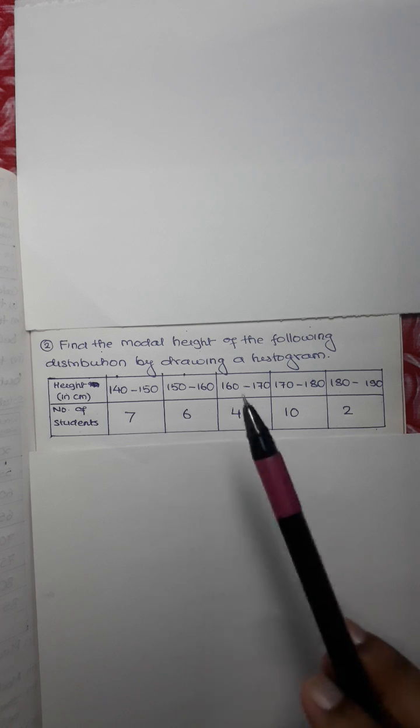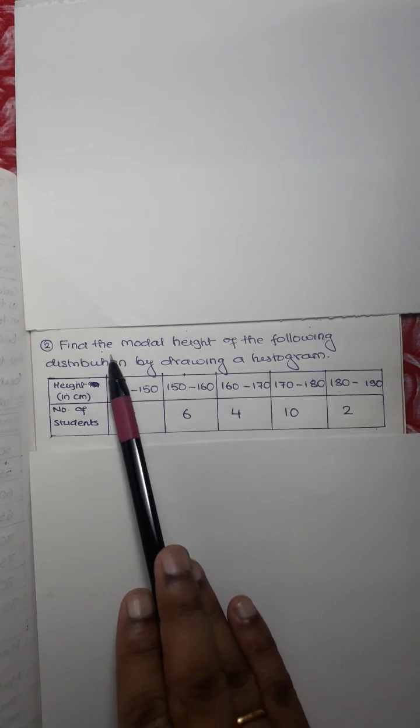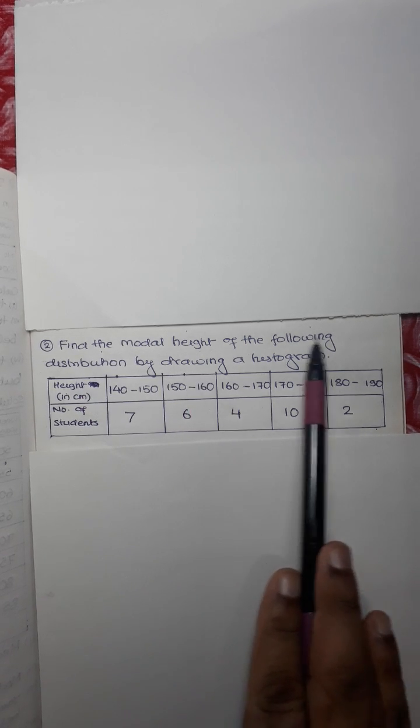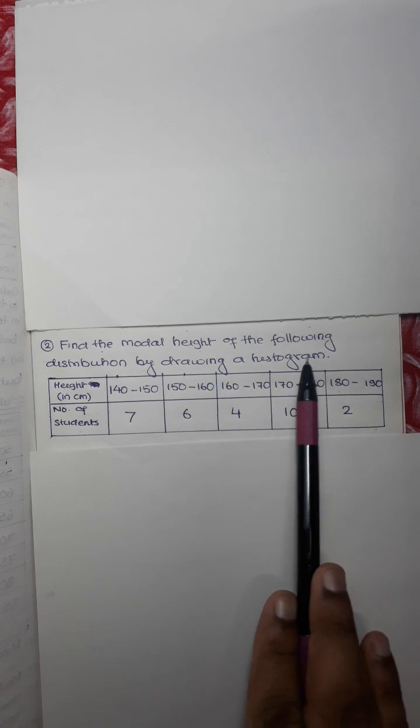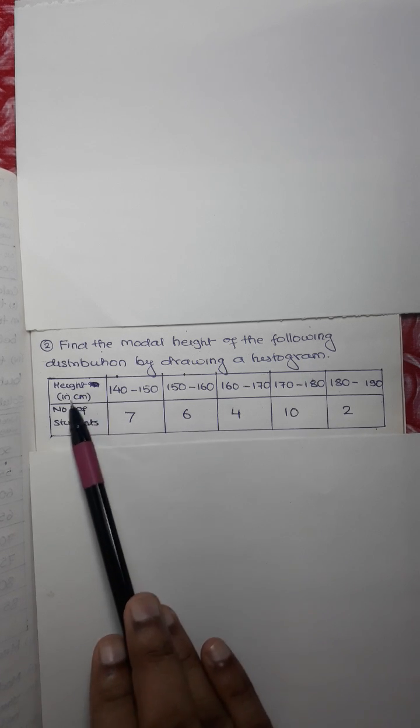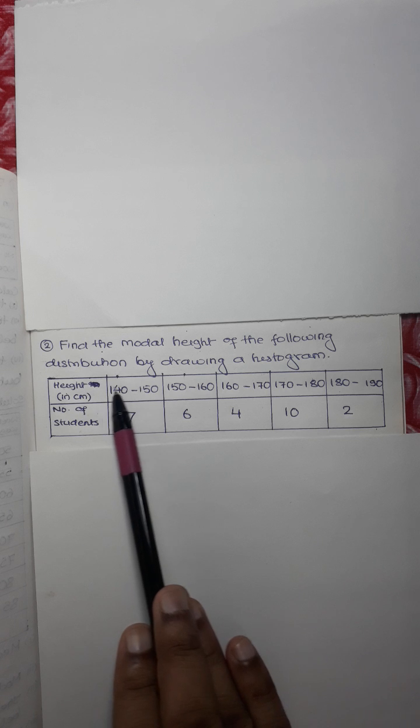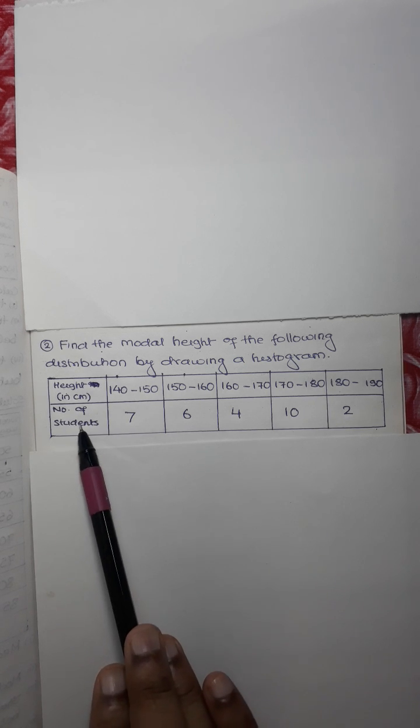Now dear students, you can see question number 2. Find the modal height of the following distribution by drawing a histogram. Height in centimeters is given. Height means this will be your class interval. Number of students means frequency.